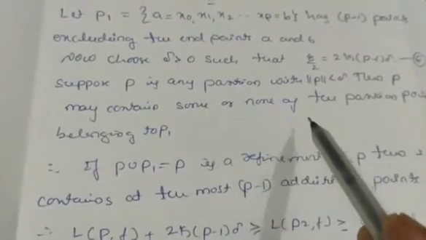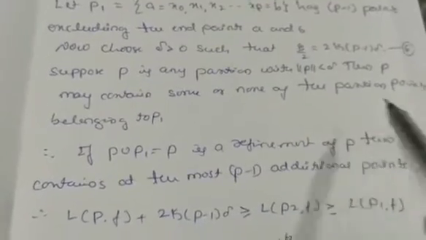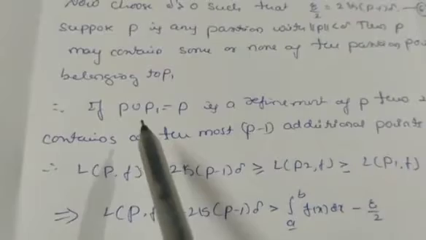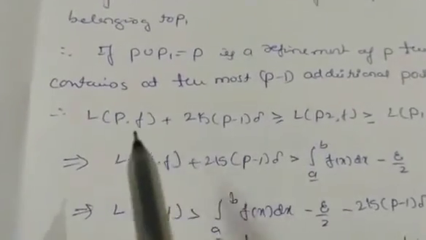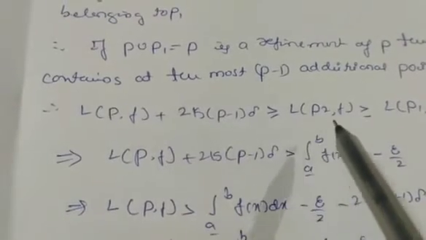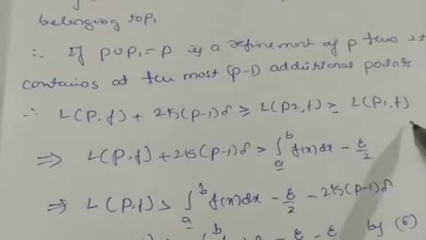Suppose P is any partition with norm P less than delta. Then P may contain some or none of the partition points belonging to P1. So if P union P1 is equal to P2, a refinement of P, then it contains at most p minus 1 additional points. It is exactly like the previous case. So LPF plus 2k into p minus 1 delta is greater than LP2F, which is greater than LP1F.